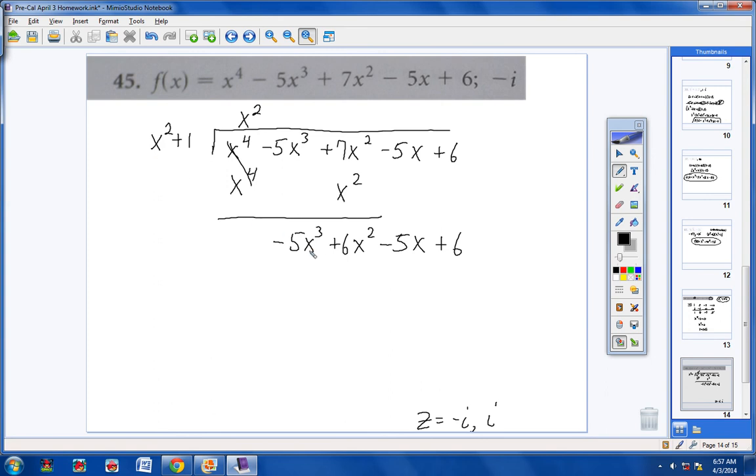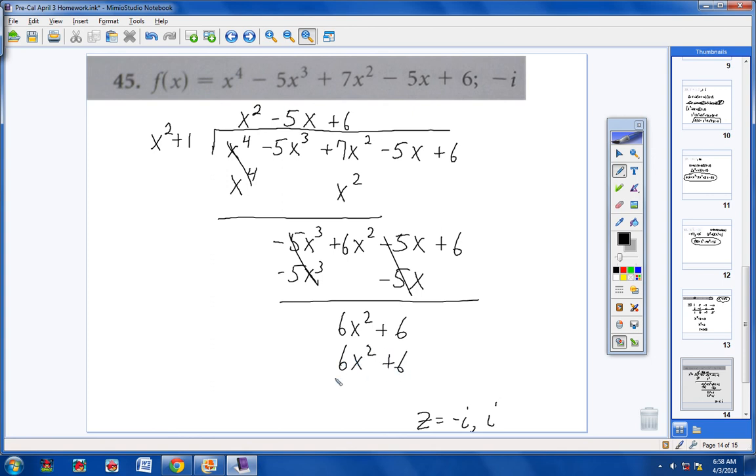Divide first term into first term, and that's going to give you a negative 5x. Negative 5x times x squared is negative 5x cubed, and negative 5x times 1 would be negative 5x. Subtract, these cancel, subtract, these cancel, leaving you with 6x squared, positive 6. x squared goes into 6x squared 6 times. 6 times x squared is 6x squared. 6 times 1 is 6. Subtract, and all of these cancel. 6 minus 6 is 0. 6 minus 6 is 0.